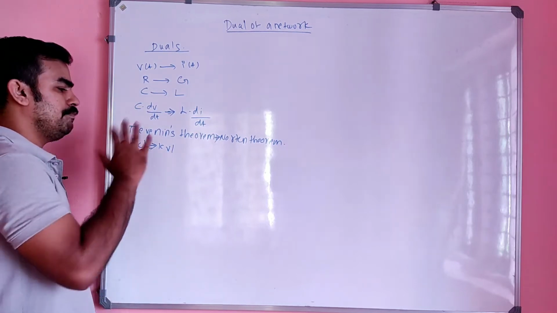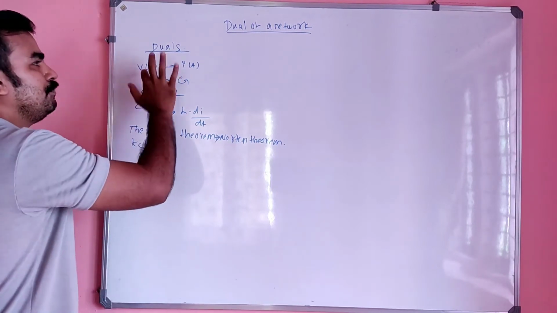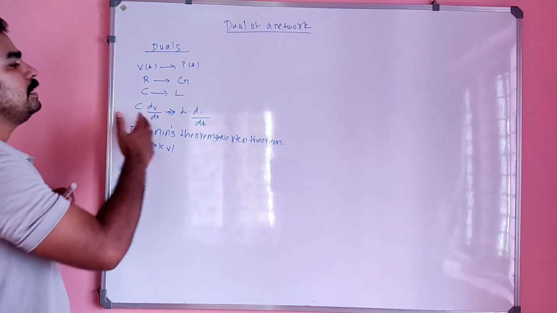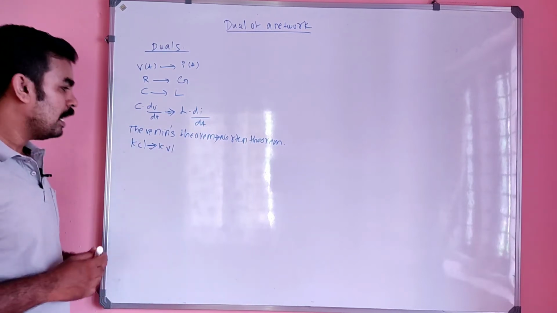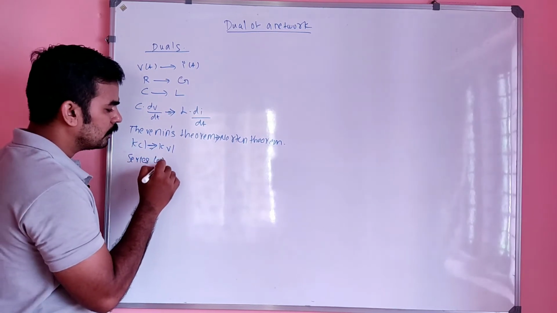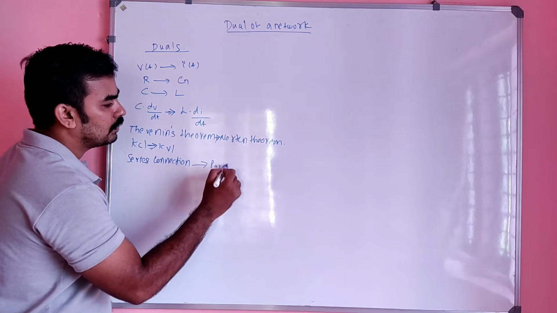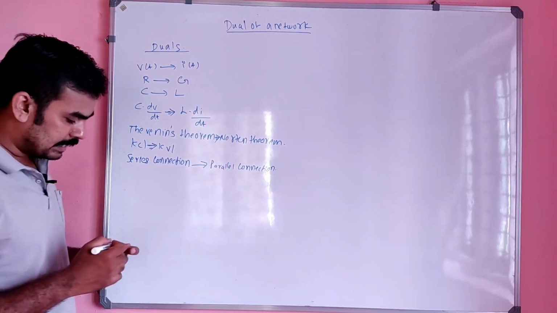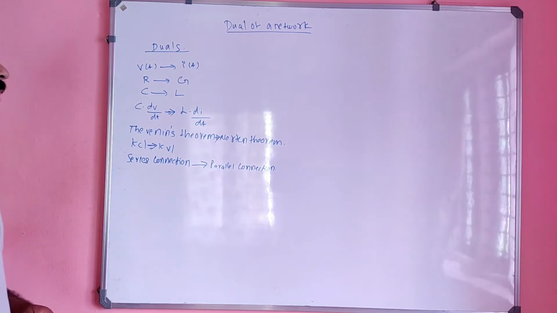When doing some example, it will definitely be clear; you just note this. V of t will be converted into I of t, R will be converted into G, C will be converted into L, C into dV by dt will be L into dI by dt, Thevenin theorem will be converted into Norton theorem, KCL will be converted into KVL, and series connection will be converted into parallel connection.